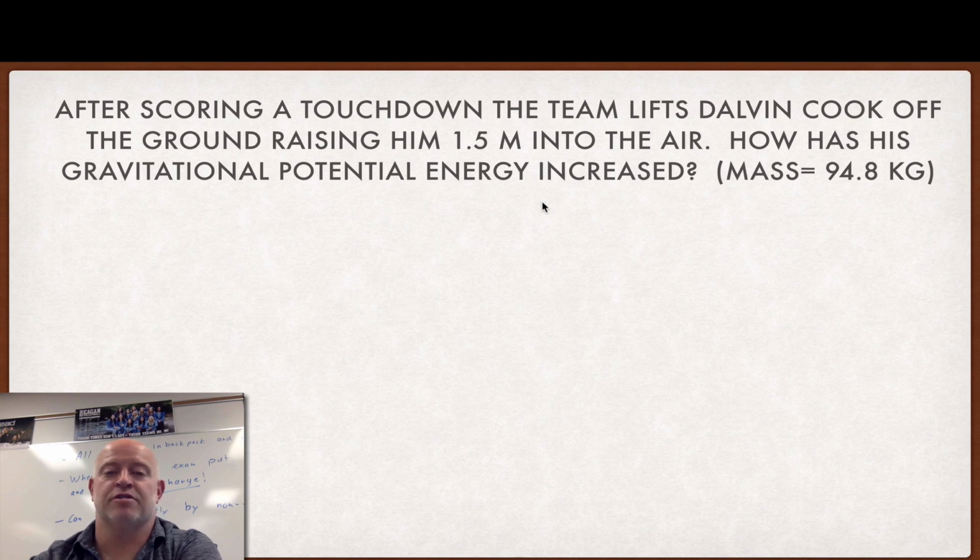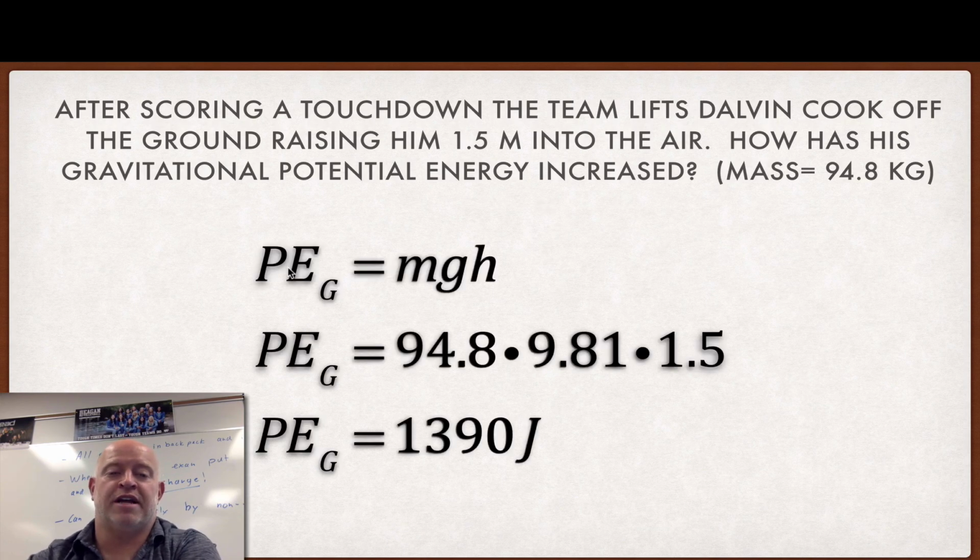All right, so here's our solution. If we take our gravitational potential energy, we have his mass here, and the acceleration due to gravity as a positive value, 9.81, because we're lifting him up. We're opposing gravity here. A height of 1.5 meters. We gained 1,390 joules of potential energy by raising him 1.5 meters into the air.